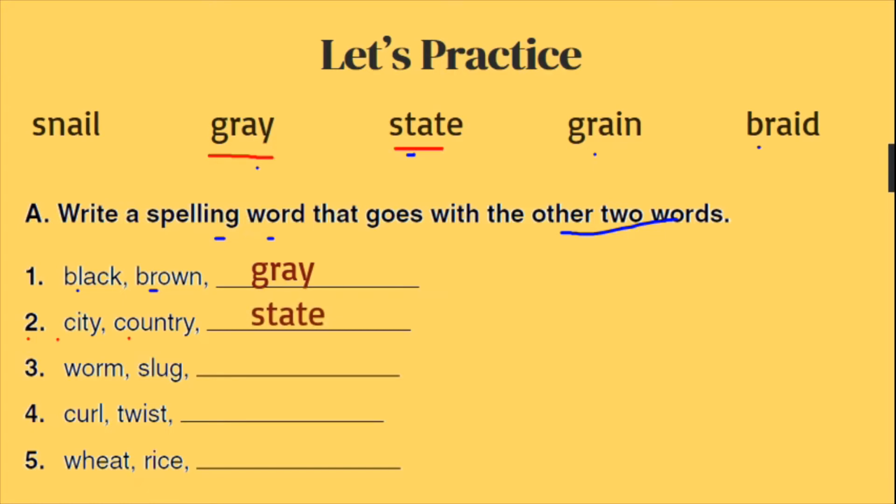Number 3, I have the words worm or slug. Which word means a worm or slug? It is the word snail. It belongs to the same group. Number 4, I have curl or twist. Which word means curl or twist? It is the word braid. Number 5, I have wheat and rice. Which word belongs to the same group? It is the word grain.